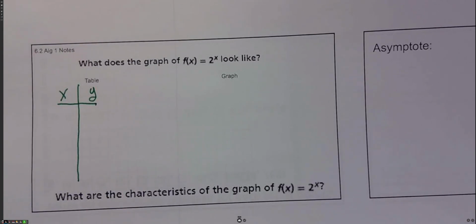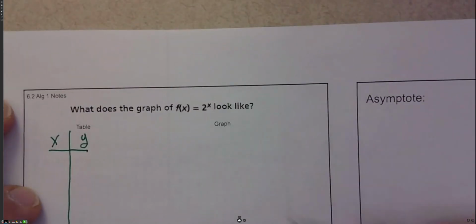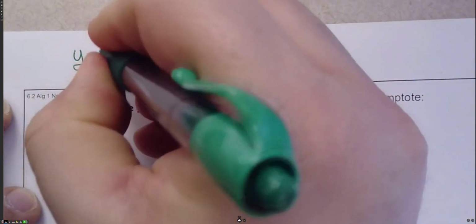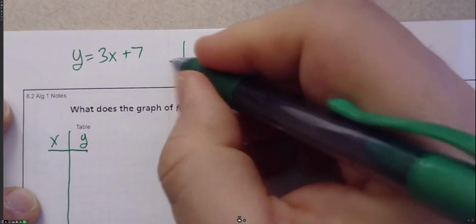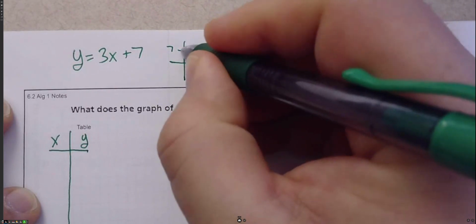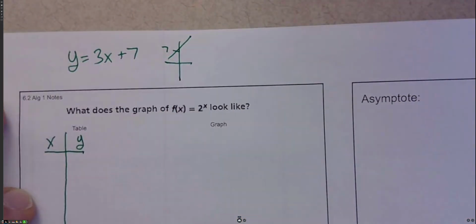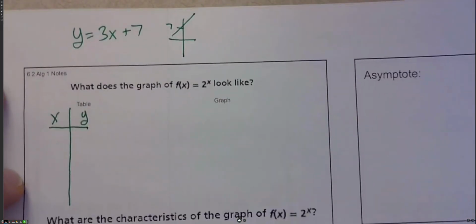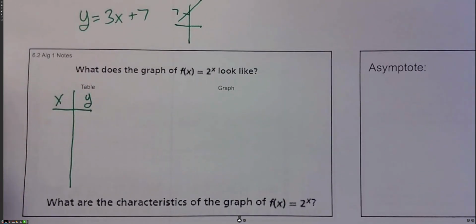So far, we have looked at mostly linear equations. A recap of what we've done: y equals 3x plus 7. We should know that we start at 7, we go up 3 over 1, and it's a line. What makes this not a line? Yes, exponents. The variable is in the exponent.